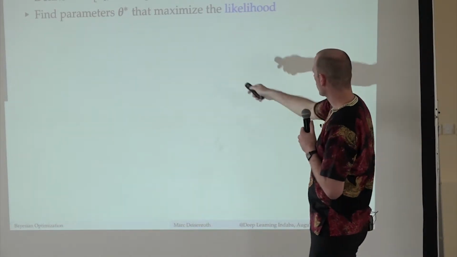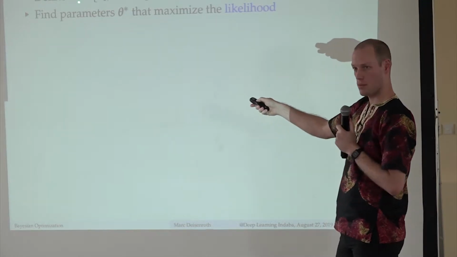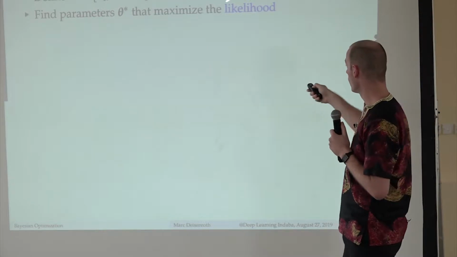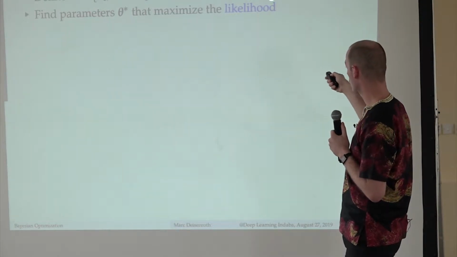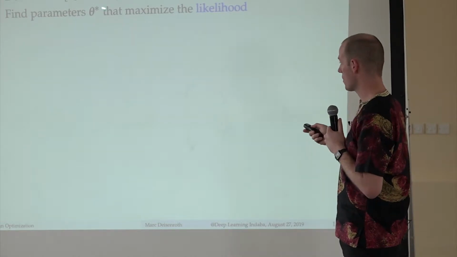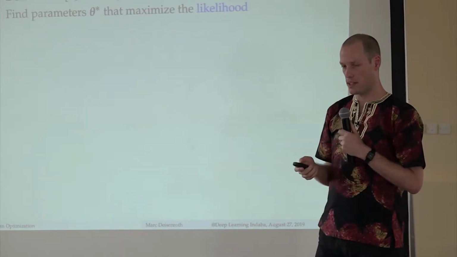Okay, so we're going to define a matrix X which collects all our training inputs, x1 to xn, and a vector y which collects all the observed function values, so these noise-corrupted function values, in a vector. And we want to find parameters theta star that maximize the likelihood.